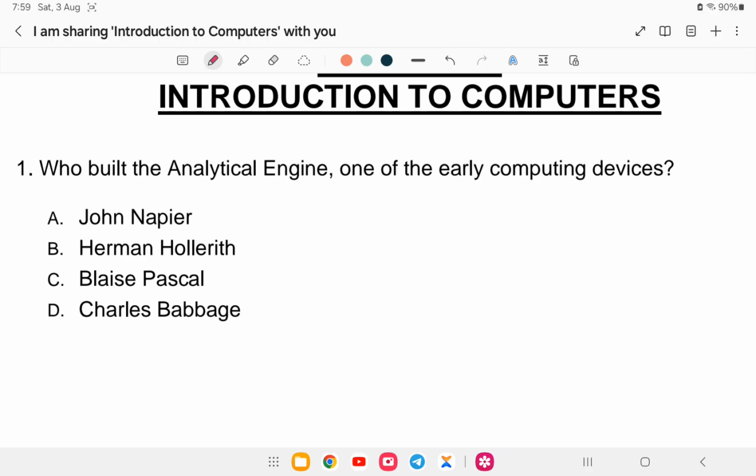So today we'll be starting a new topic, that is computer. So the first topic is introduction to computer. I'll start the introduction to computer, and this will be a part of the basic computer knowledge first lesson.